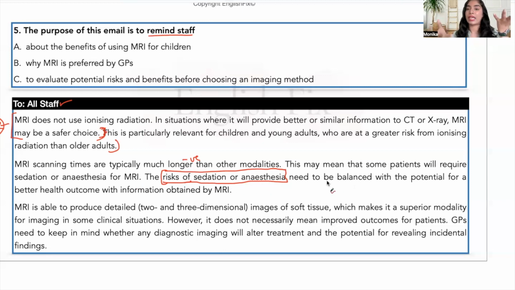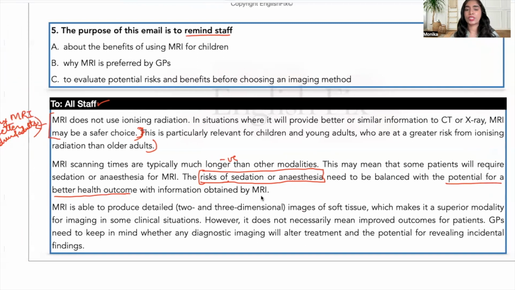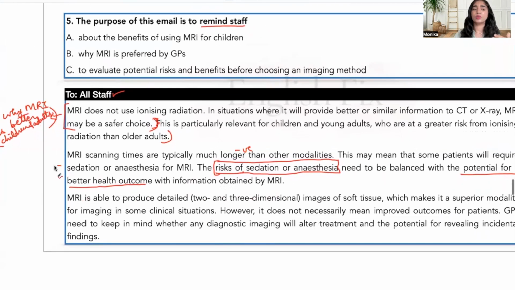They need to be balanced with the potential for a better health outcome with the information you actually receive from the MRI. So here they are using a very cautious tone. First of all, they told me something negative, but they told me something negative only to make the point about sedation and MRI. And when they made that point, they tried to warn me a little bit that, listen, you need to be a little bit cautious. You need to be a little bit more, how can I say the word cautious in another simpler word?